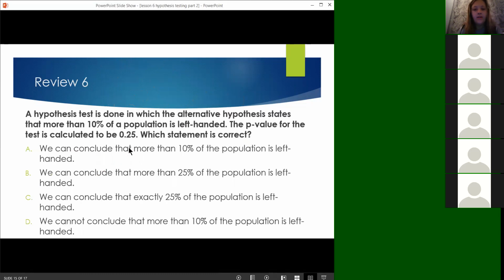All right. A hypothesis test is done in which the alternative hypothesis states that more than 10% of a population is left-handed. The p-value for the test is calculated to be 0.25. Which statement is correct? Go ahead and read through these and let me know what you think.